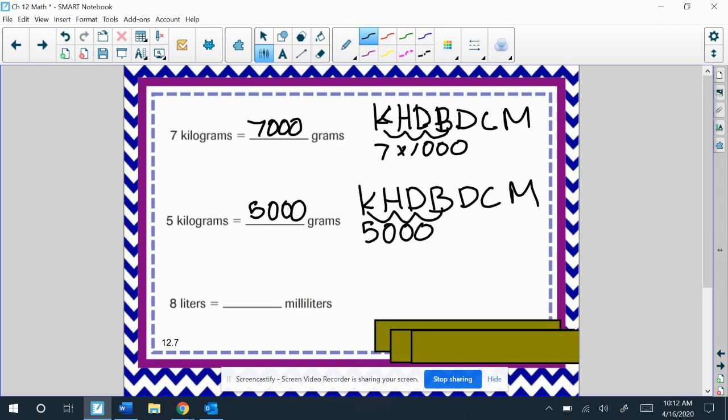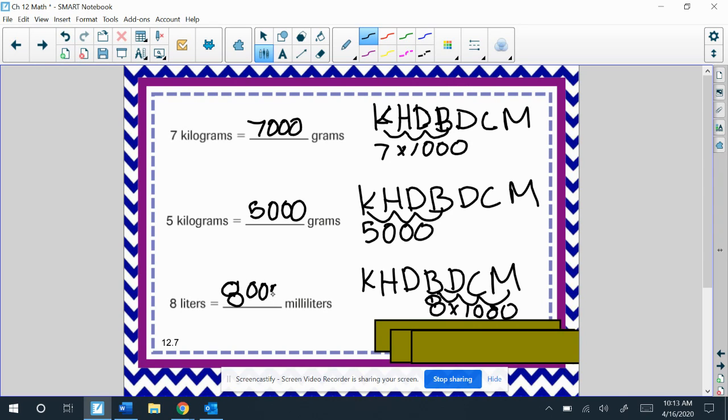All right. I need my saying out. King Henry died by drinking chocolate milk. I am going from 8 liters. Well, liters is my base, so I'm going to put 8 down there. And I'm going to milliliters. 1, 2, 3. Went down to the smaller unit, so I'm multiplying. Okay, 8 times 1,000 is 8,000. Here's a few more.